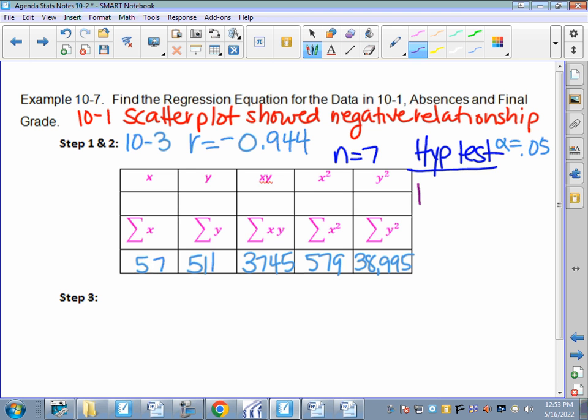So H sub 0 and H sub 1 are going to be rho equals 0, so no significant relationship, or rho is not equal to 0, there is a significant relationship. My critical value is positive and negative. Remember, don't forget your degrees of freedom equals 5 because it's n minus 2. And with an alpha of 0.05, I've got a positive and negative 0.754. I think that's right.